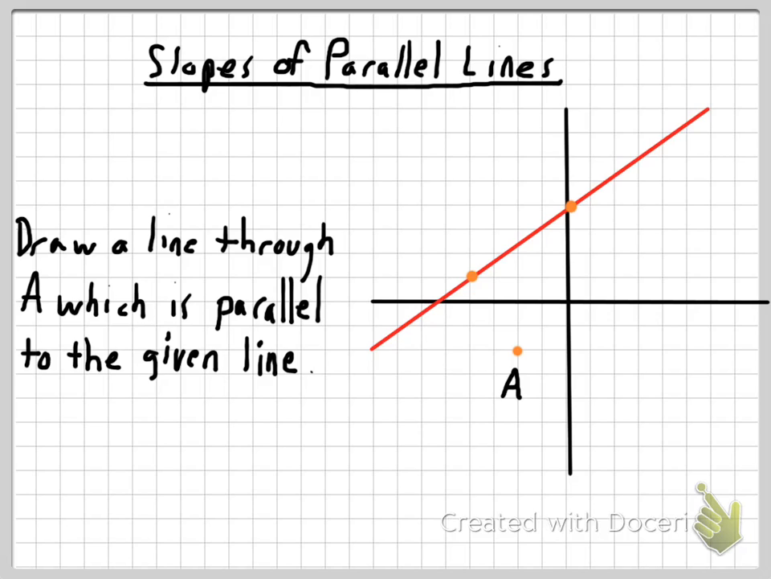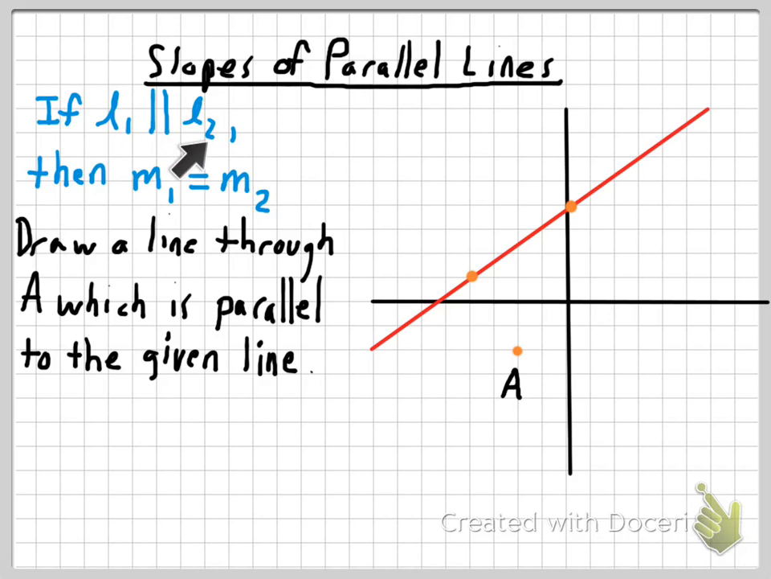And in order to do that, we're going to need to know what the relationship between the slopes of parallel lines is. And by now, I think you're pretty familiar with this actually. If two lines are parallel, then their slopes are equal to one another, which I'm going to write this way. If a line 1 is parallel to a line 2, then the slope of line 1 is equal to the slope of line 2.